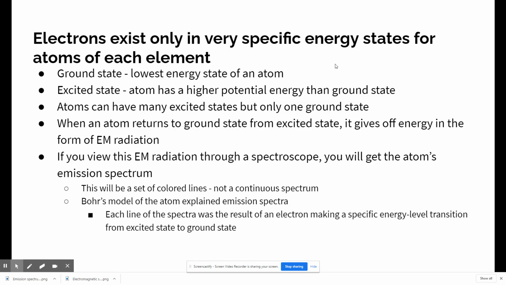And the great thing is that you can view these wavelengths of light through a spectroscope. And when you put it through the spectroscope, you won't see a continuous rainbow like it would be if you just put white light through a prism. It would be only certain wavelengths of light, and those are showing the energy transitions that that element is capable of making. We call that an emission spectrum. And that was what Bohr was basing his idea of energy levels off of. So each line of the emission spectrum notes a specific energy level transition that the electrons are making.